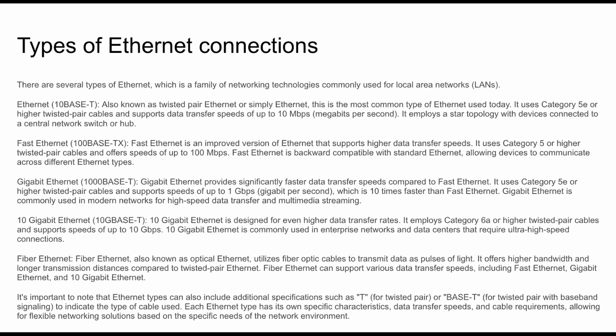So the different types of Ethernet connections, there's several types. Ethernet 10BASE-T, also known as twisted pair Ethernet or simply Ethernet. This is the most common type of Ethernet used today. It uses category 5E or higher twisted pair cables and supports data transfer speeds of up to 10 megabits per second. It employs a star topology with devices connected to a central network switch or hub.